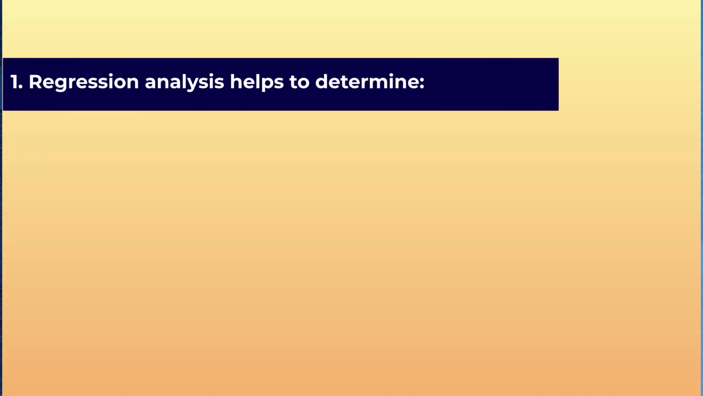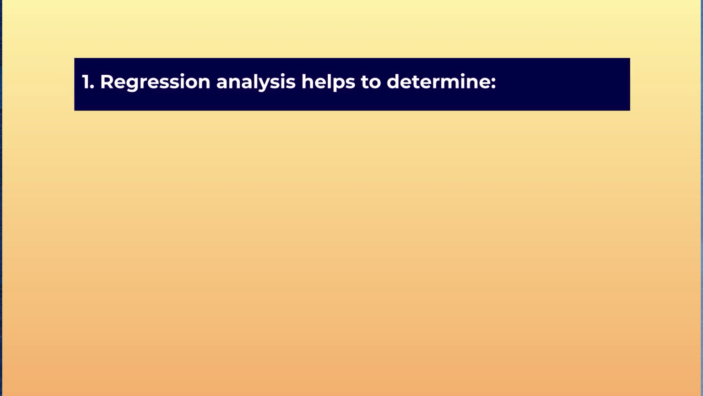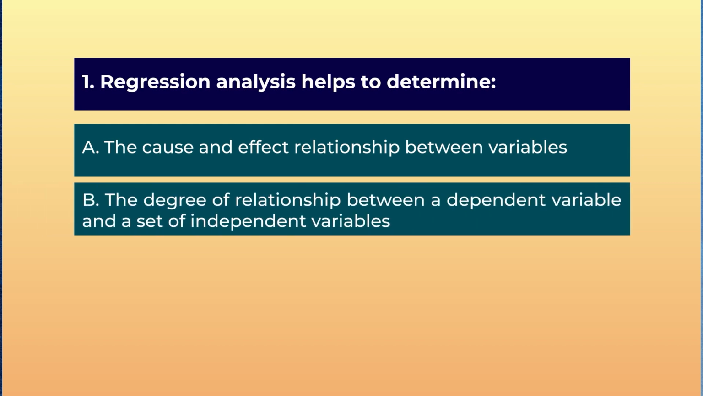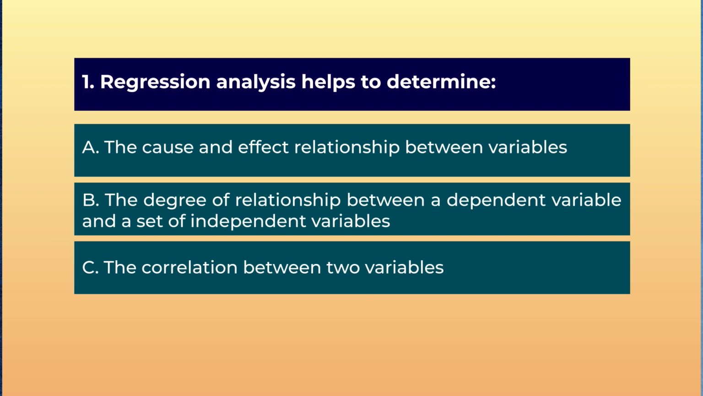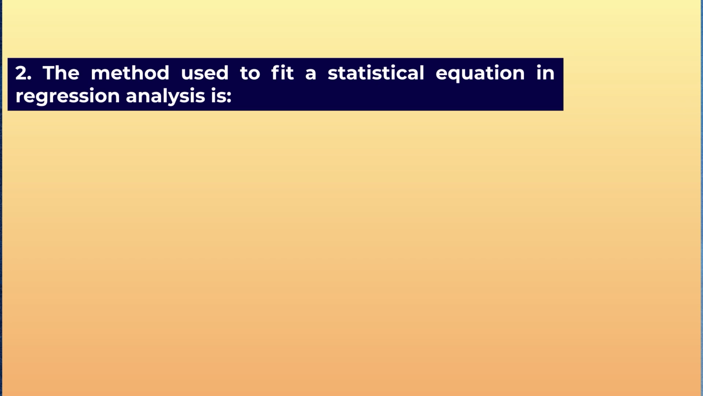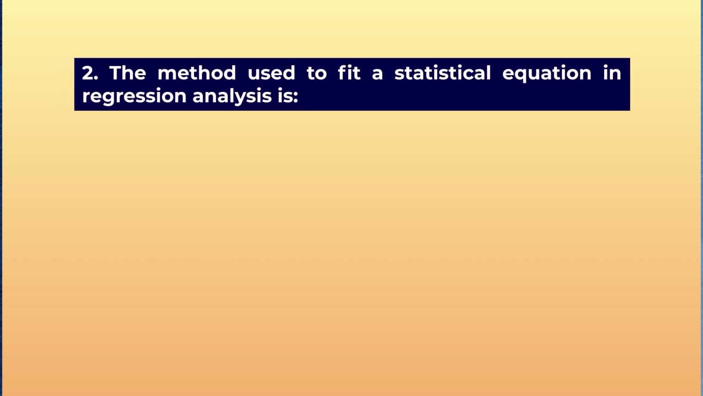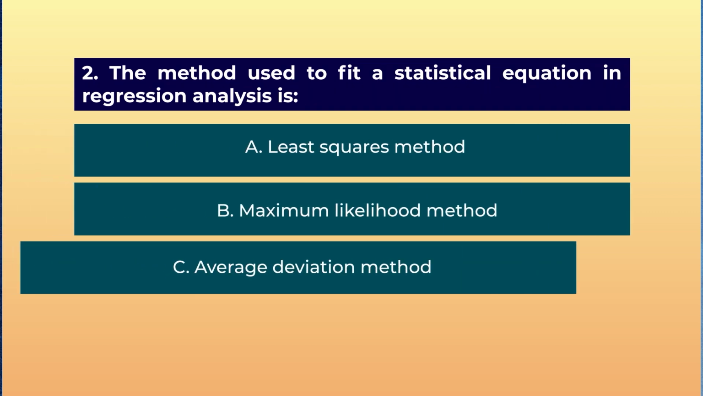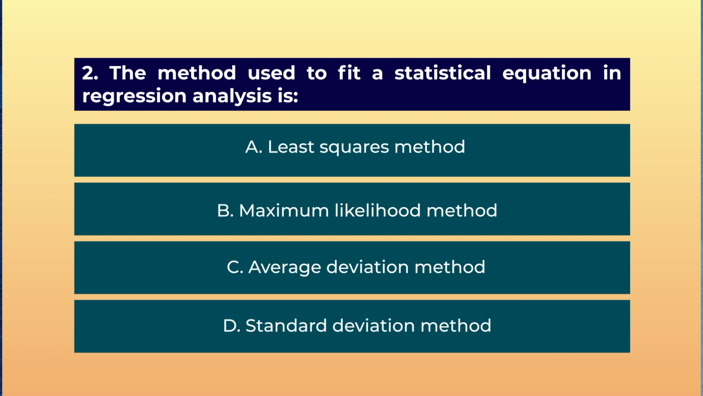Now, you can check your progress by attempting these problems. Question 1 is, regression analysis helps to determine: option A, the cause and effect relationship between variables; B, the degree of relationship between a dependent variable and the set of independent variables; option C, the correlation between two variables; D, the classification of data into groups. Question 2, the method used to fit a statistical equation in regression analysis is: option A, least square method; B, maximum likelihood method; C, average deviation method; D, standard deviation method.